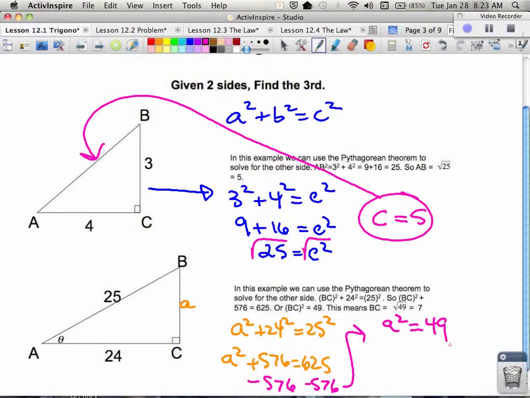And just like in the previous example, I'm not looking for a squared, I'm just looking for the side length a, so I would square root both sides. And when I square root both sides, my a is the square root of 49, or in other words, my a would be 7. These two examples show that when you're looking for a hypotenuse, you're squaring and adding, but when you're looking for a leg, you are squaring and subtracting. That's kind of the big idea on this slide.